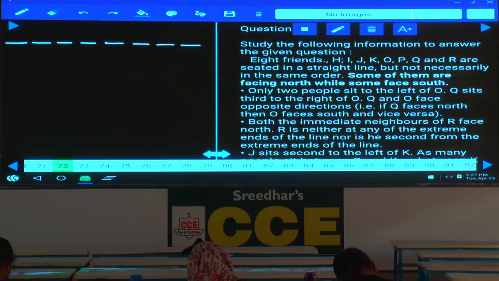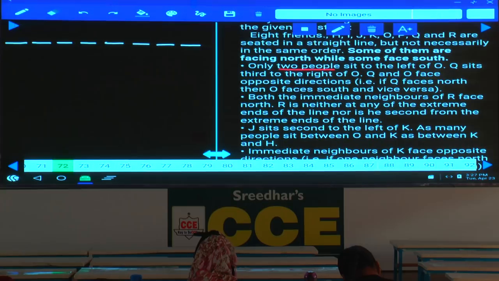1, 2, 3, 4, 5, 6, 7, and 8. Now, condition number 1. What is condition number 1 here? Only two people sit to the left of O. As only two people sit to the left of O, now here.